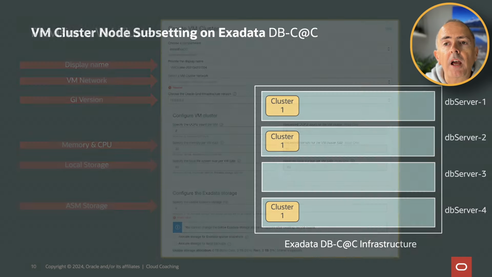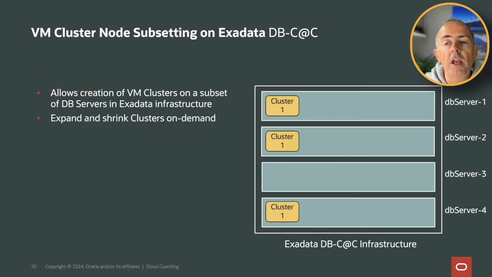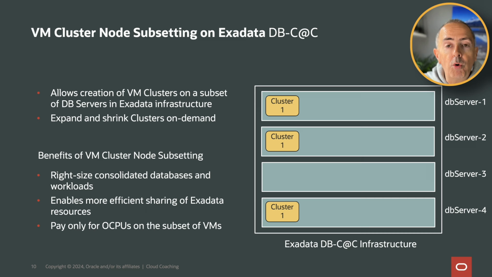So we have this concept within Exadata Cloud Customer called VM cluster node subsetting. And this basically allows us to create a VM cluster on just a subset of the available database servers. And we can expand and shrink these clusters on demand. So in this example, again, we've got 4 physical database servers. And here we've decided to create a cluster on just 3 of those database servers. And this enables us to create the right size of VM cluster for the workloads to run. It also enables efficient sharing of the Exadata resources and allows you to only pay for the CPUs on that subset of VMs. So it gives you an element of cost control.